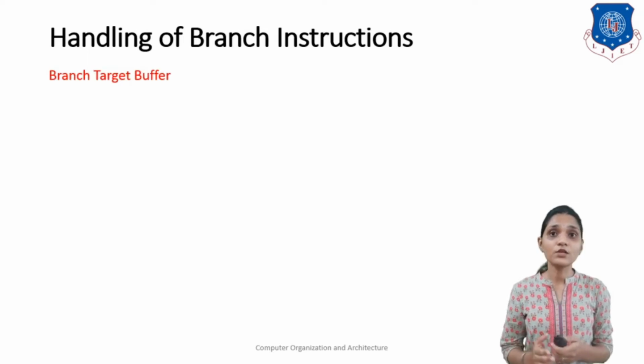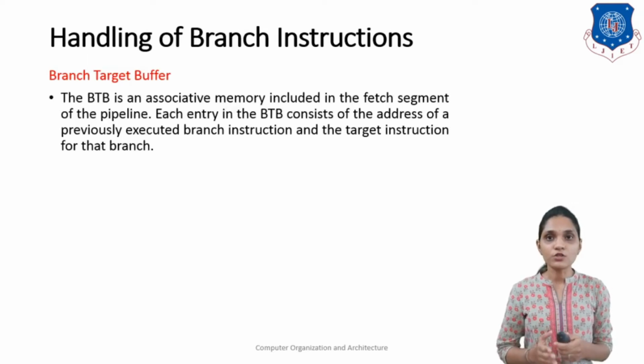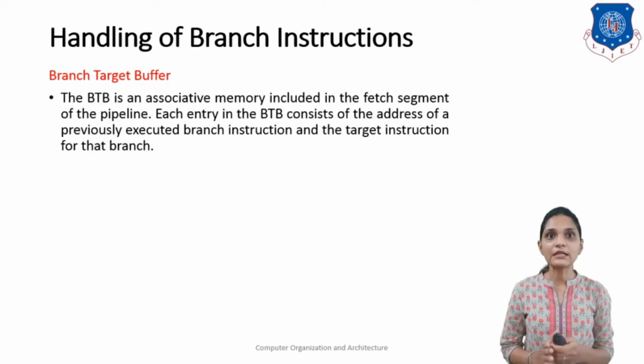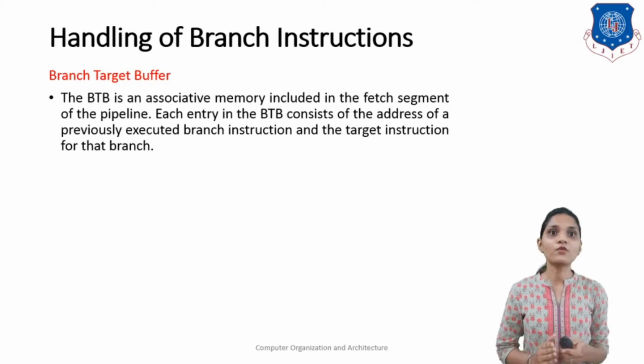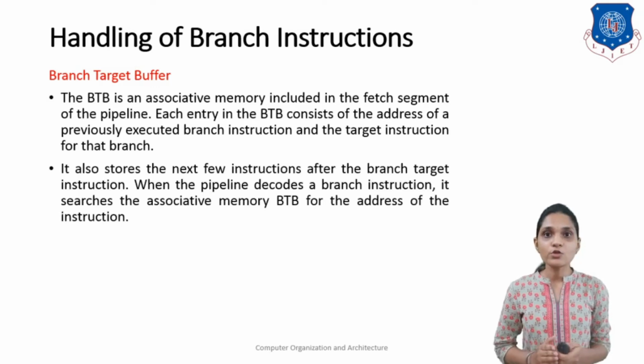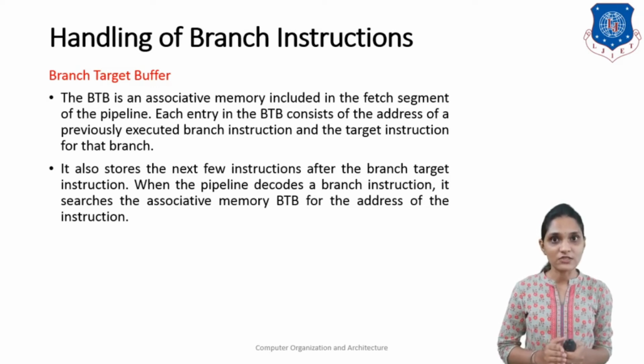The second method we can use is a branch target buffer. It is also known as a BTB. The BTB is an associative memory included in the fetch segment of the pipeline. Each entry in the BTB consists of the address of a previously executed branch instruction and the target instruction for that branch. It also stores the next few instructions after the branch target instruction.